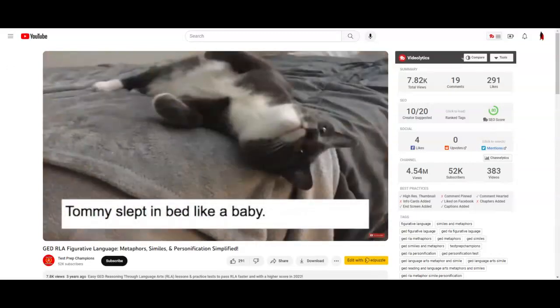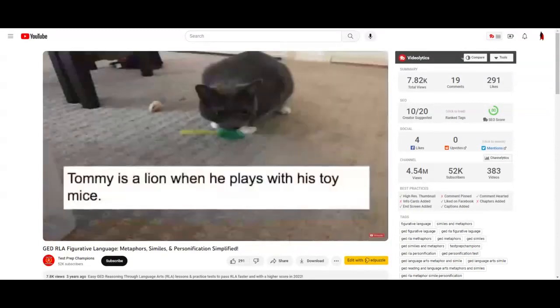So the next example, Tommy slept in bed like a baby. Is this a metaphor, a simile, or is this personification? Pause the video now if you'd like to and think about it, and then we'll go over it. Okay, this is an example of a simile, and the reason is because we're drawing a comparison here using the word like. So remember, a simile, comparison using like or as.